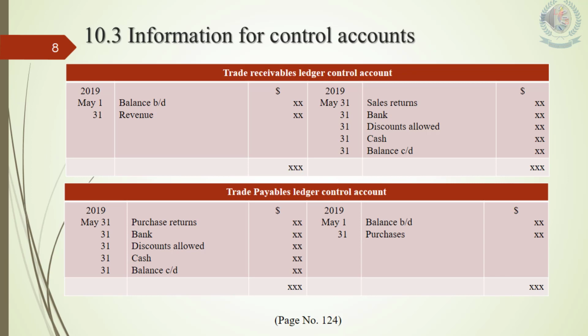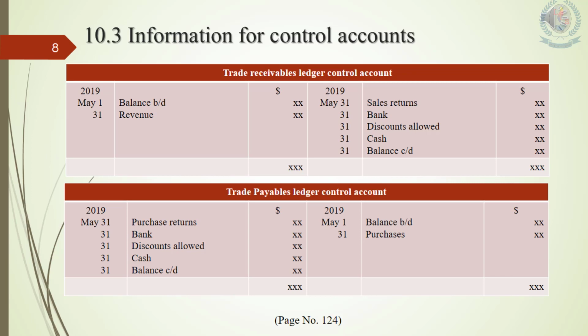This total would be taken from the purchases day book. Purchase returns will be taken from the purchase returns day book, and this total will be debited to the account because the purchase returns will reduce the amount payable to the suppliers. Bank will be debited because it reduces the trade payables of the business. The total bank figure will be taken from the credit bank column of the cash book.